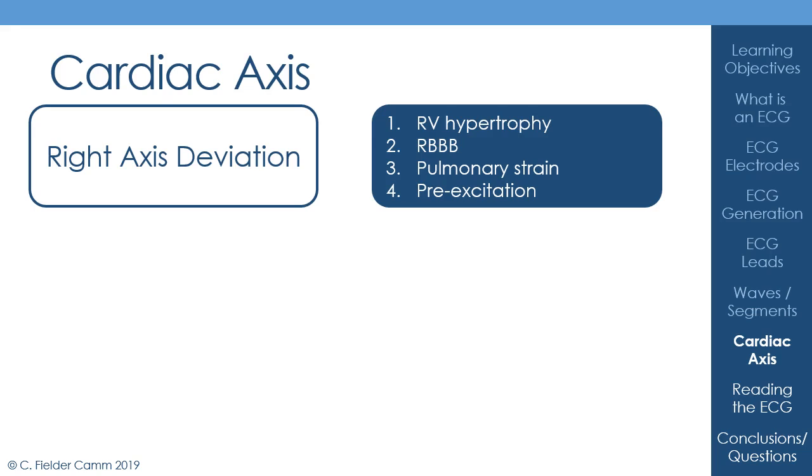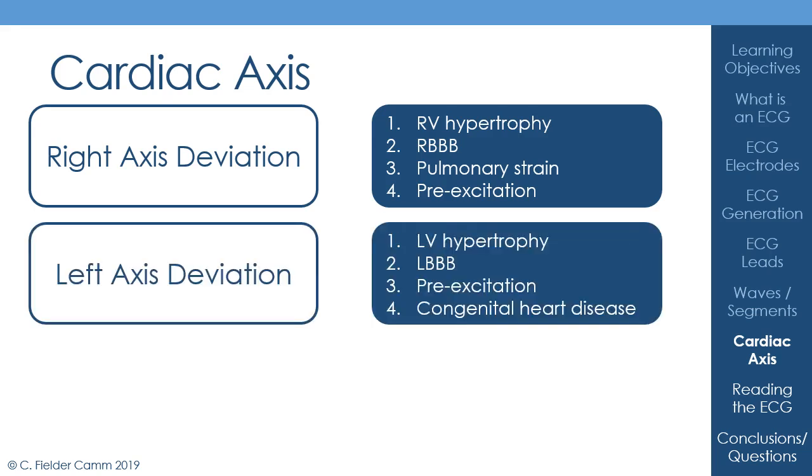In particular, right ventricular hypertrophy, so bulking of the muscle of the right ventricle, is a common cause for it, as is right bundle branch block, or anything that causes a degree of pulmonary strain, for example, large pulmonary emboli. Another cause is pre-excitation. This is something that we'll discuss in a later lecture in much more detail, but essentially that's an extra electrical connection between the atria and the ventricles, and that extra pathway can change the shape of the QRS complex. And if it's in a particular location, then it can cause right axis deviation.